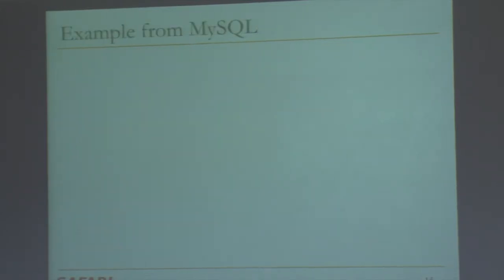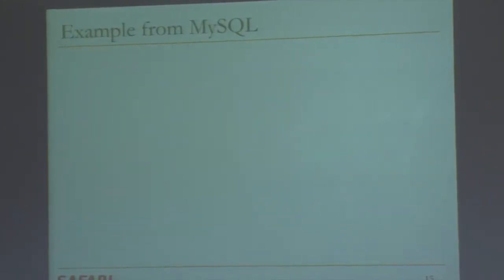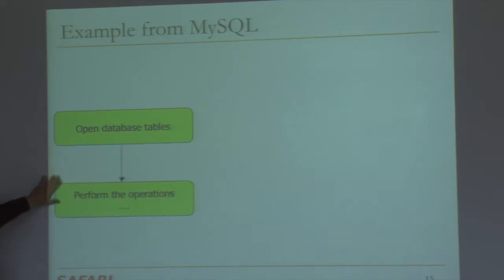So one example from MySQL, this is actually an old example, this is an open source database. What this does is whenever you create a request, this request opens some database tables that you're trying to search, for example. You're trying to search for some rows. And it performs operations on those tables after it opens those tables. Now this part is parallel. Once you open the tables, once you get the locks for the rows that you're searching in the database, you can parallelize this across different queries.